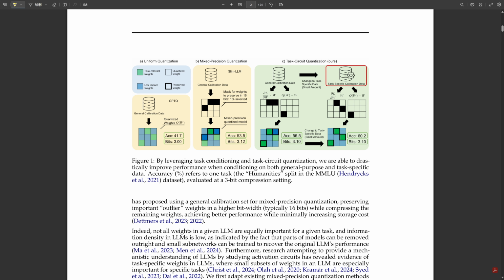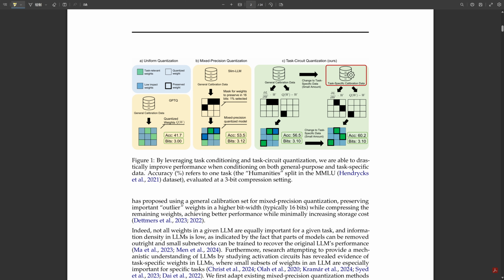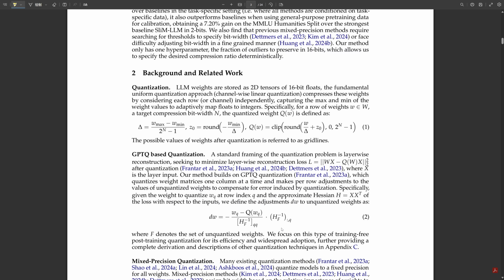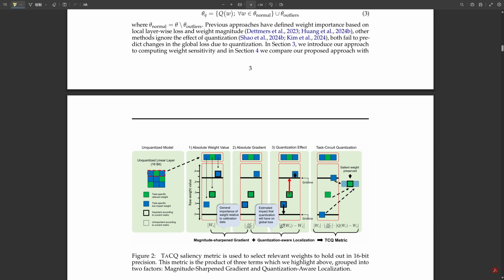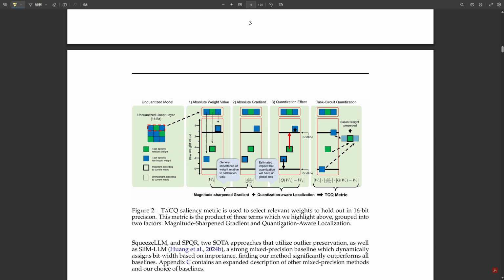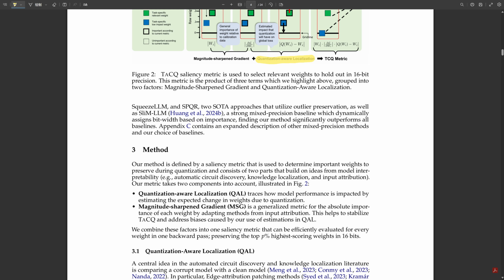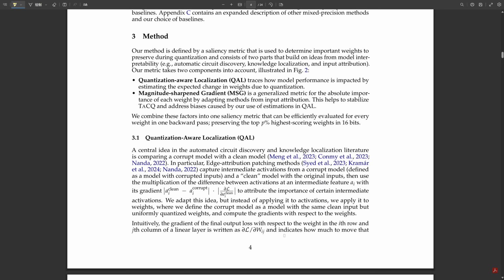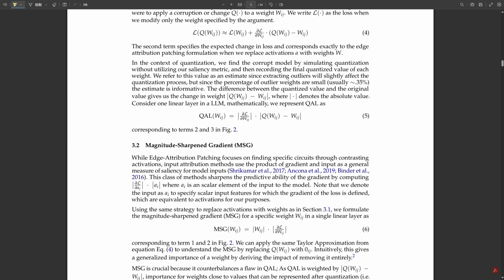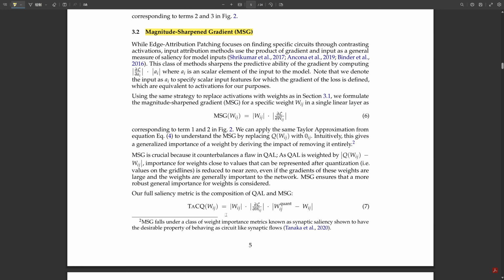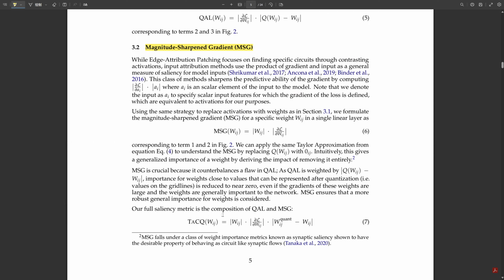But QAL doesn't stop there. It multiplies that difference by the gradient of the loss function with respect to that weight. The gradient tells you how much changing that weight affects the model's error, right? Its overall influence. Exactly. So the QAL formula is essentially gradient times (original weight minus quantized weight). Okay, let me see if I get this. It prioritizes weights that are both very influential, high gradient, and get significantly changed or distorted by the quantization process itself. Big difference. You got it. It pinpoints the weights that are simultaneously important and fragile under compression. Makes sense.